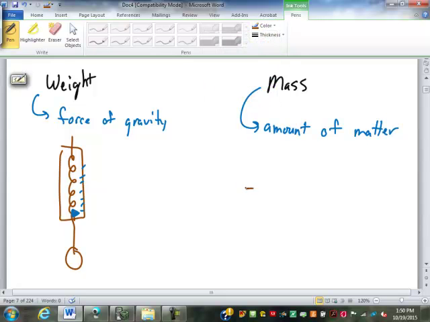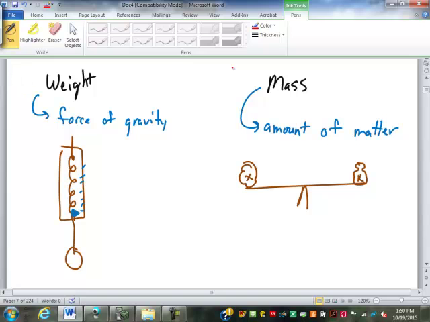Mass is measured using a balance. You put your object on one end of the balance. Displacing volume doesn't work because things have different density, so the same volume could have different mass. There's still more material packed into it. But you put a known mass on the other end of the balance, and whatever balances it is the mass of our unknown object.